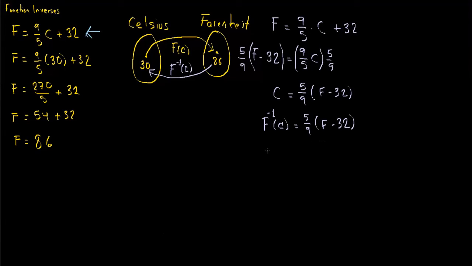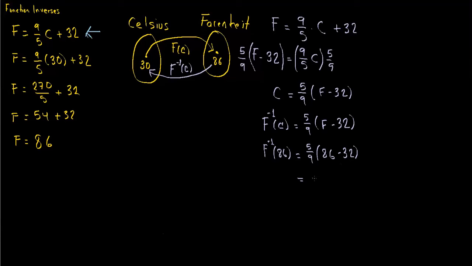Okay, and what does this represent? If you input a temperature into this F inverse of C, what you get in return is how much this temperature is equivalent to in Celsius degrees. We can prove it by doing this: I'm going to evaluate this inverse function at 86 degrees, substituting the 86 degrees here. Now let's solve this out.